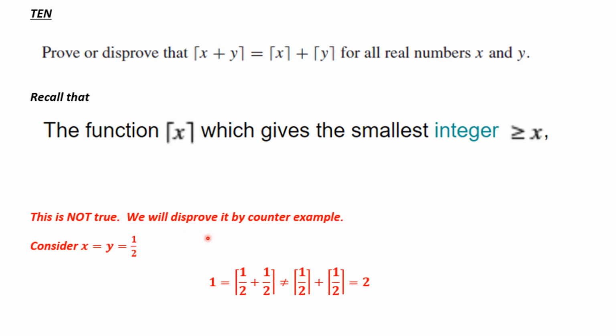You can just give a counterexample. And the counterexample, I can say x equals y equals 1/2. So if I take 1/2 plus 1/2 inside, I get 1, and the ceiling function of 1 is 1. But if I take 1/2 separately, the ceiling function of 1/2 is 1. The ceiling function of 1/2 again is 1, so that is 2. 1 does not equal 2, so this is not true because I gave a counterexample.